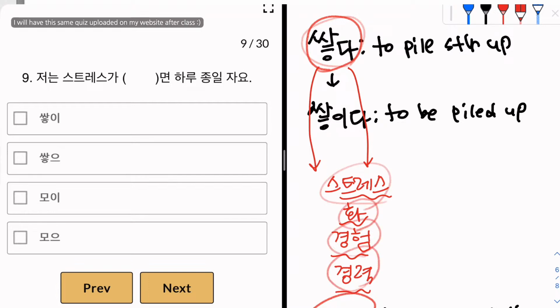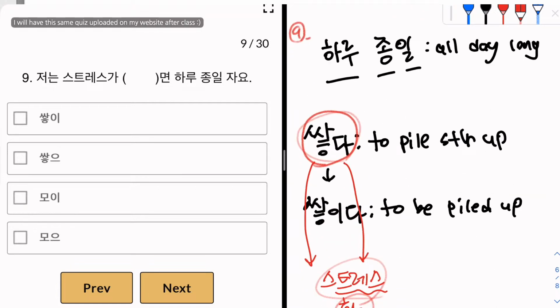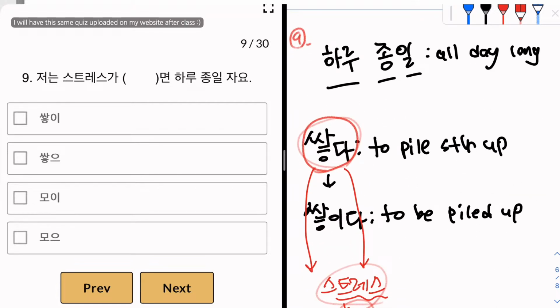All right, so 저는 stress is a subject here, so you can use the passive form, right? 스트레스가 쌓이면. If you say 스트레스가 쌓으면, using a transitive verb, it means stress is doing the action of piling up, but that doesn't make sense, right? Stress is something that is piled up, so you would want to use the passive form 쌓이다, 쌓이다.